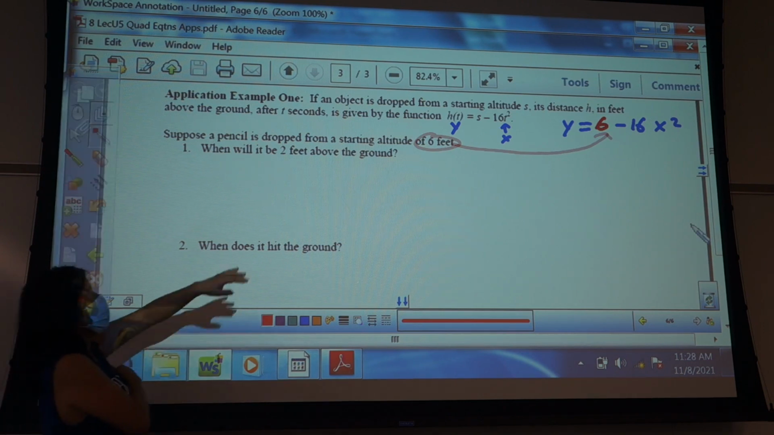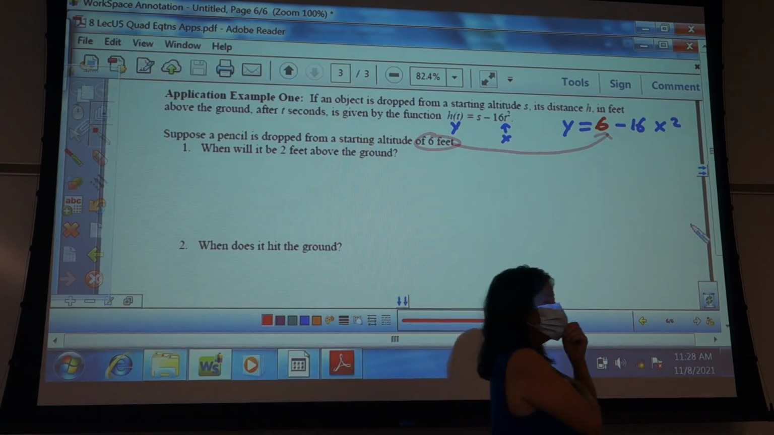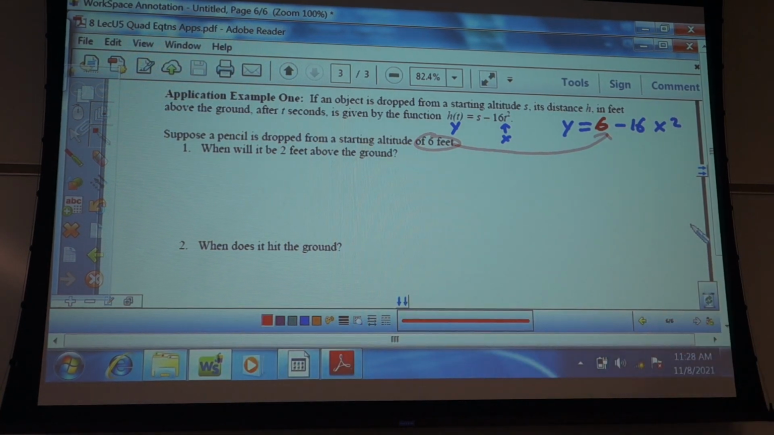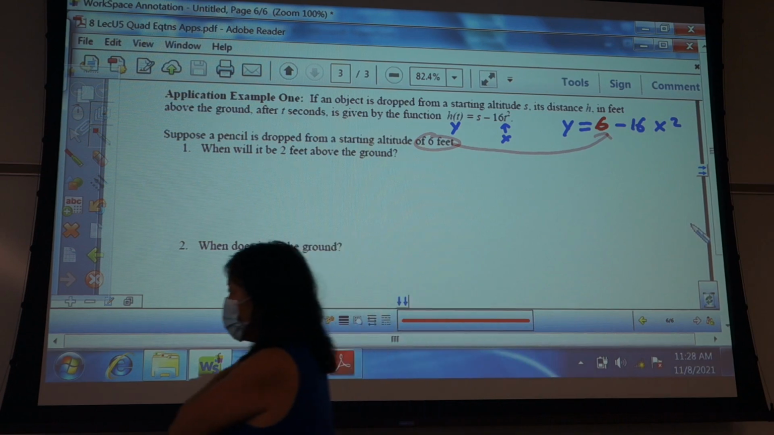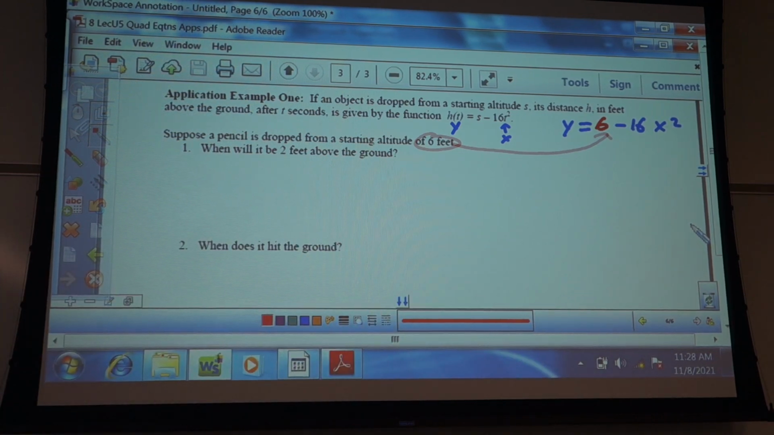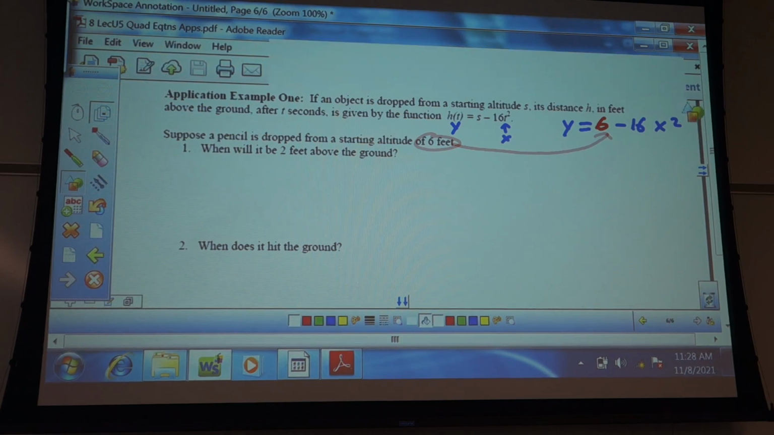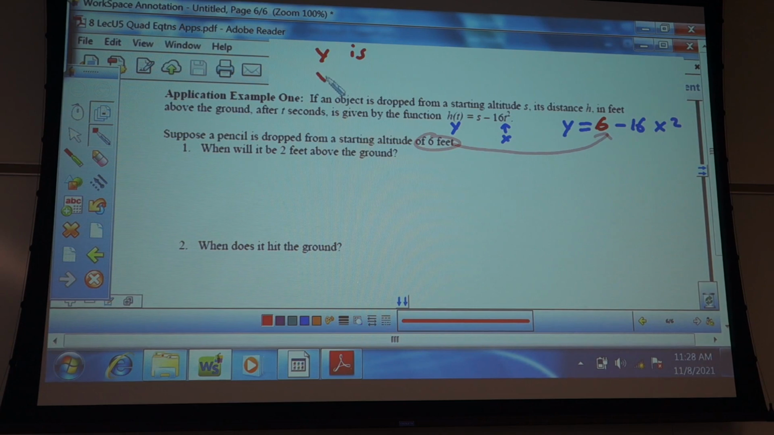So when will it be 2 feet above the ground? Well, what's my height, my y or my x? So maybe when you do this, always write down on the side what y and x stand for. What's my y? What is x? Write down what x and y stand for. Everybody do that.